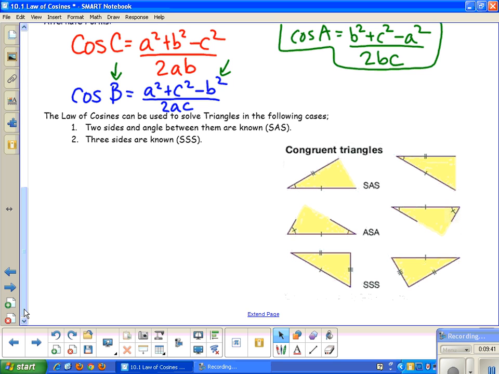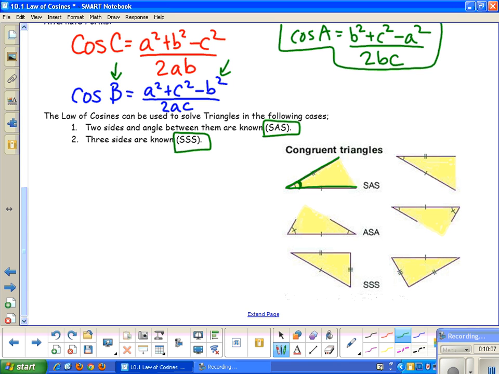Now, to use the law of cosines, you can use it in the following two cases. When you know two sides and the angle between them, and remember from geometry that means you have a side, angle, and a side. Or if you know all three sides, then you can solve for the angle using the alternate form of the law of cosines. So just to look at these triangles, this would be a side, the included angle, and a side right here. So this would be the included angle.